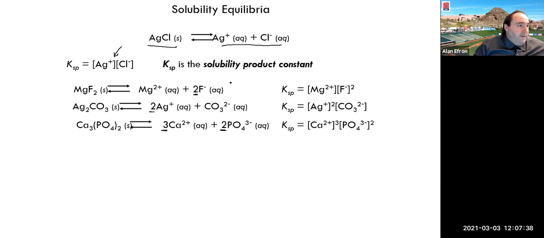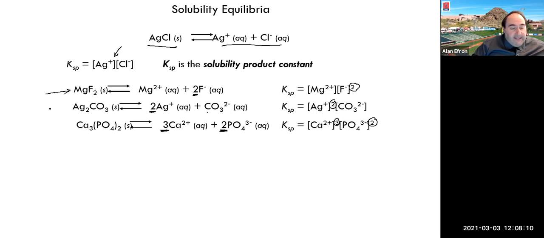Do you get 1 to 1, 1 to 2, 1 to 3, 3 to 2, whatever it may be, because we do, again, just like a normal equilibrium expression, include those as the exponents here as well. So as we can see here, magnesium times F minus squared because of the coefficient, silver squared because of the coefficient, times the CO2, and calcium cubed times phosphate squared because of the coefficients there.